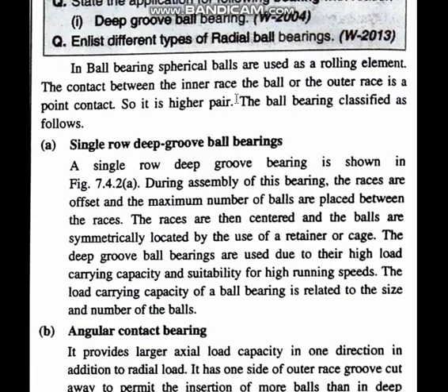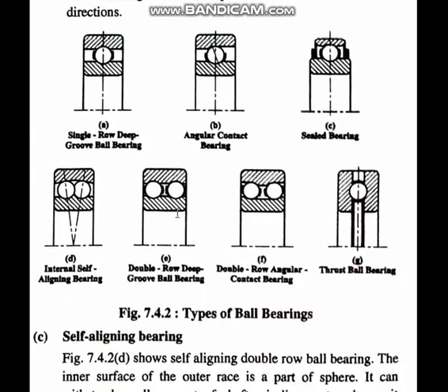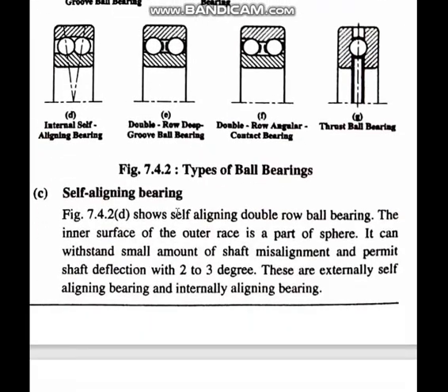The contact between the inner race, the ball, and the outer race is a point contact. Point contact, you see, that's why friction will be very less. So it is a higher pair. The ball bearings are classified as single row, double row. Okay, so many other classifications are there. I'm not going deep into this.